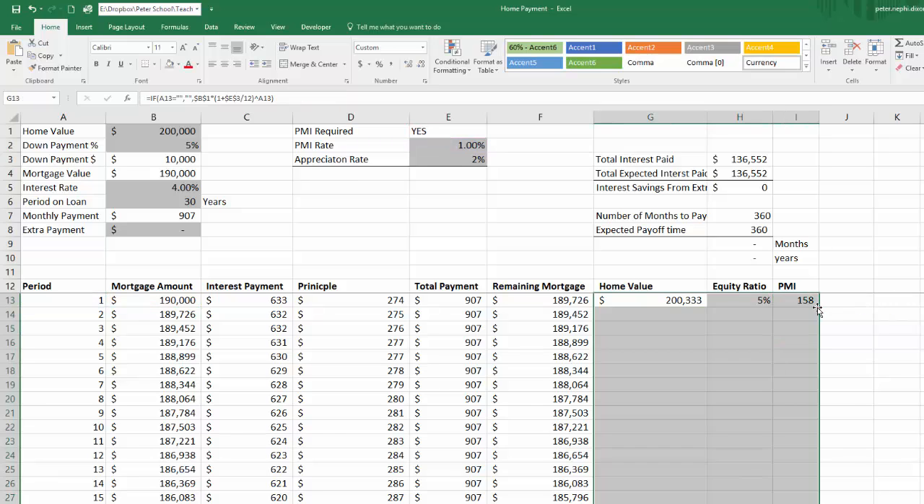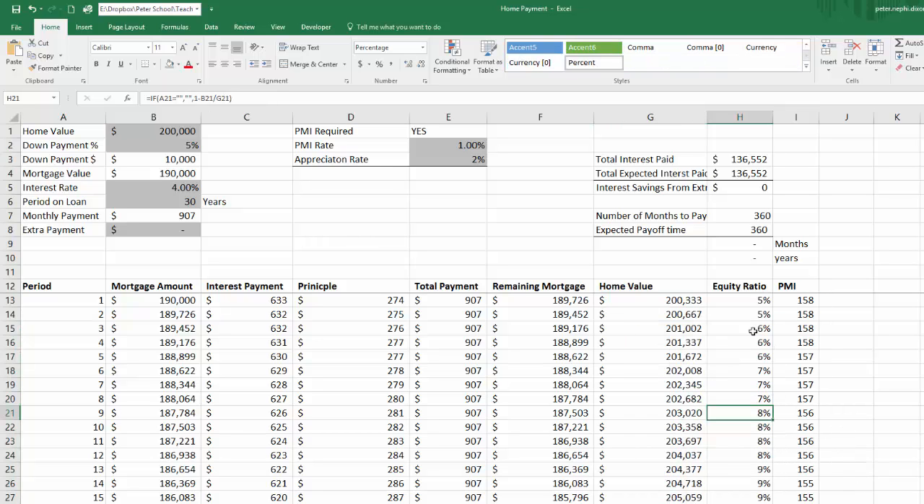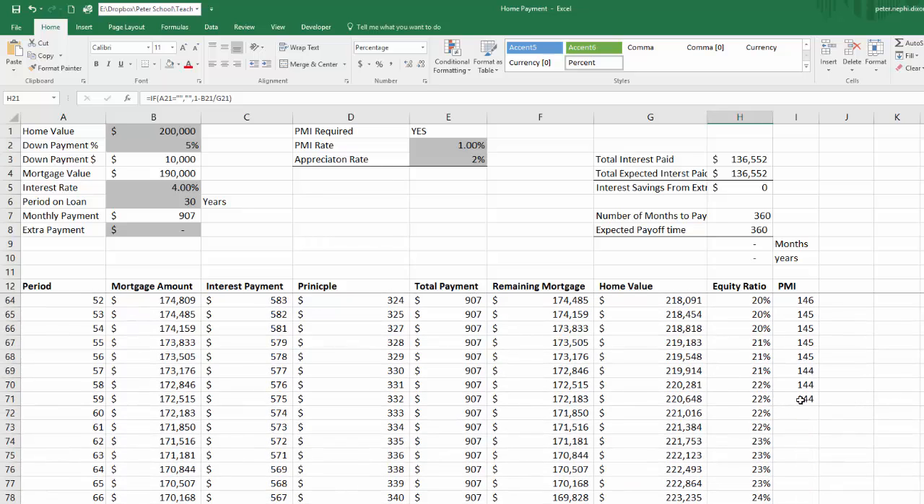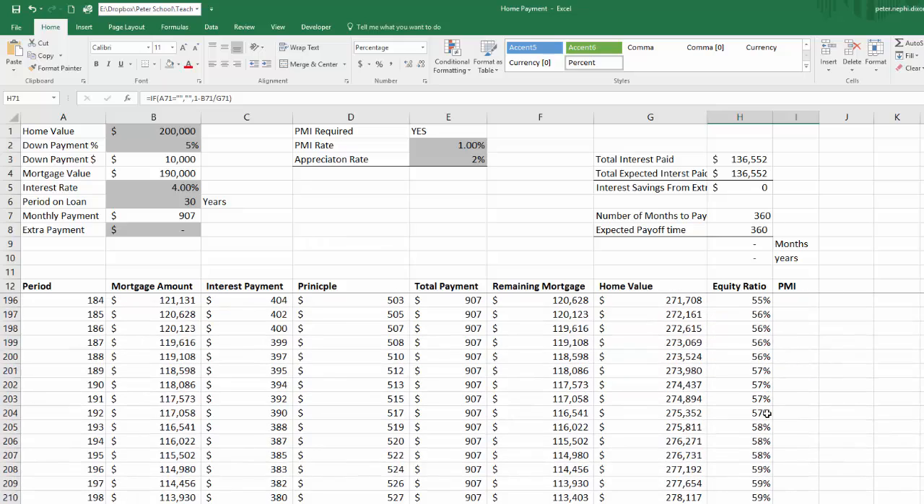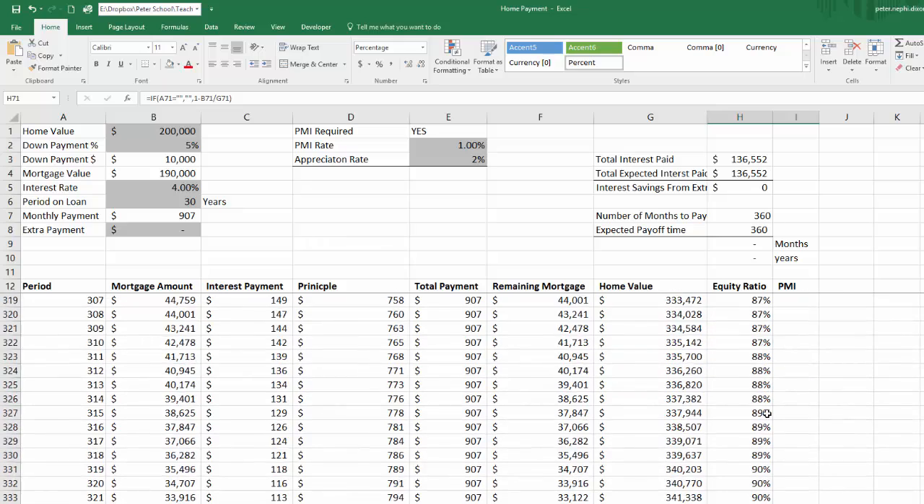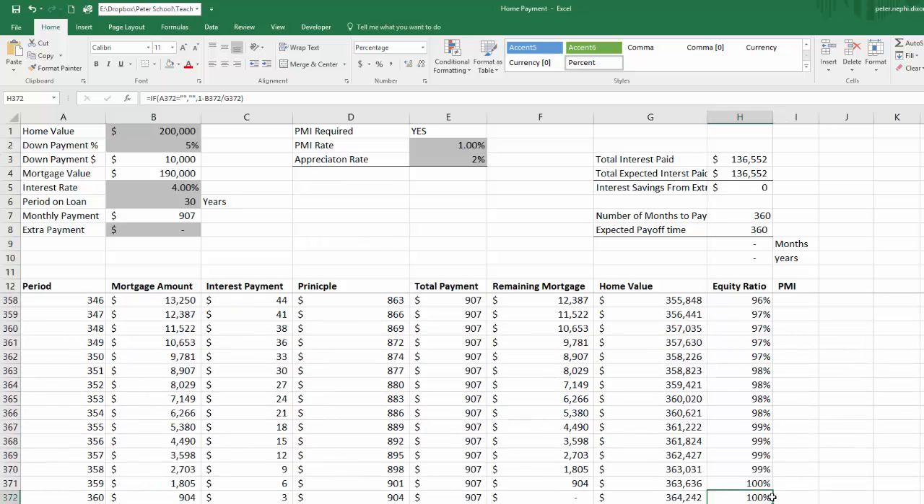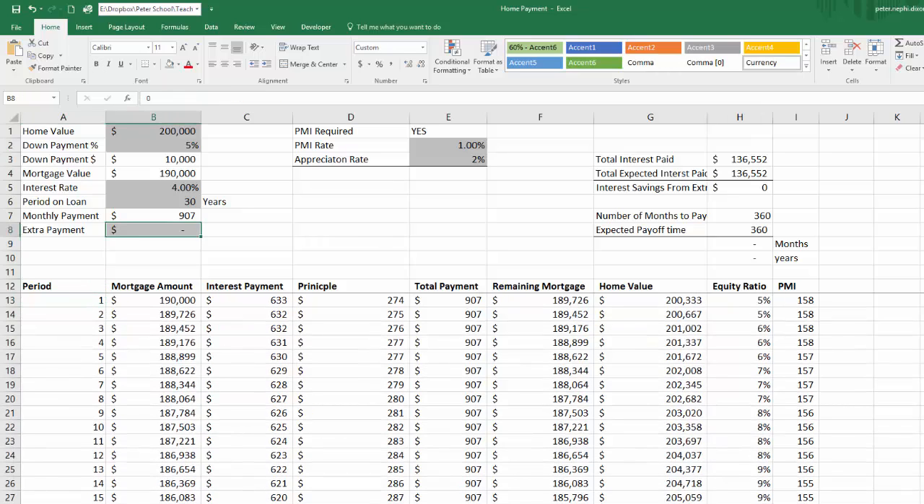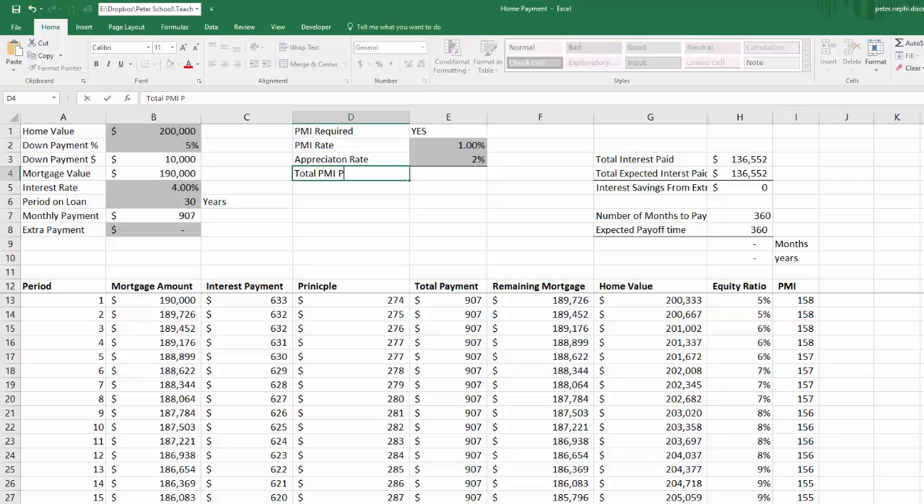So now we can drag these down, and it will tell us over time what our equity ratio is going to be. And so we can come down, once our equity gets to 22%, we can see that PMI drops. And then once we pay off our home, we see our equity ratio is 100%. So this takes care of that. So now what we want to know is the total PMI payments. And that is equal to simply the sum of this PMI column.